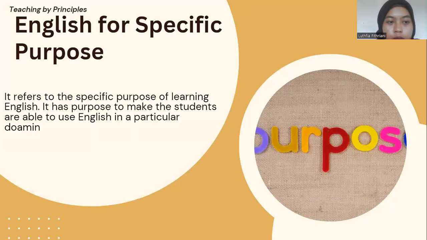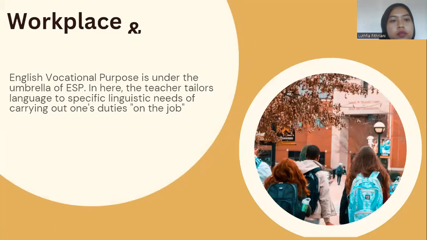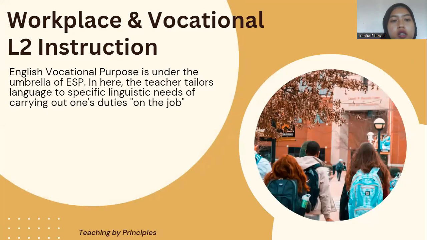English for specific purposes. English for specific purposes refers to learning English for a specific purpose. It has the purpose of making the student able to use English in a particular domain. Workplace and vocational L2 instruction. English for vocational purposes is under the umbrella of ESP, so it is almost similar. But in vocational purposes, the teacher tailors language to the specific linguistic needs of carrying out one's duties on the job.